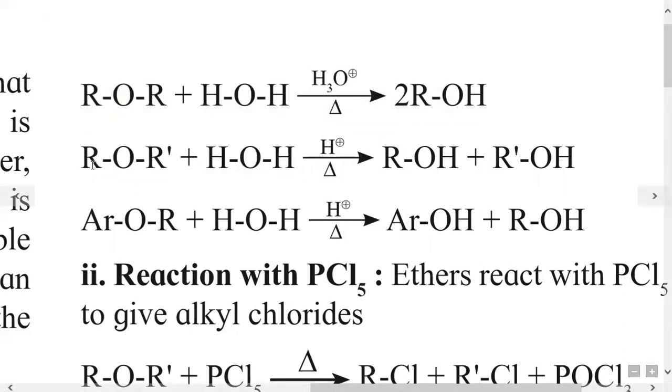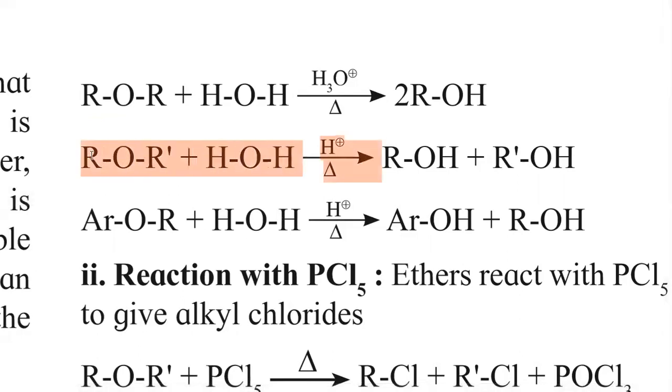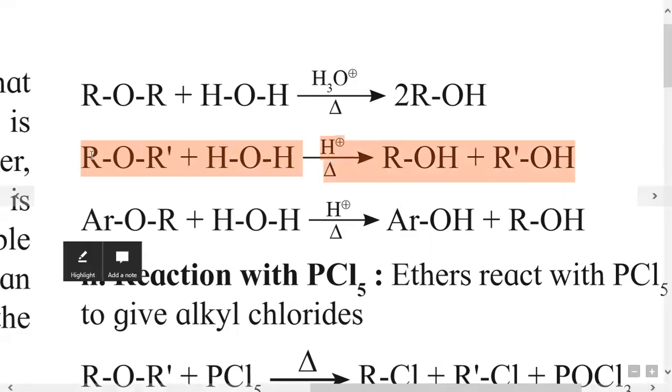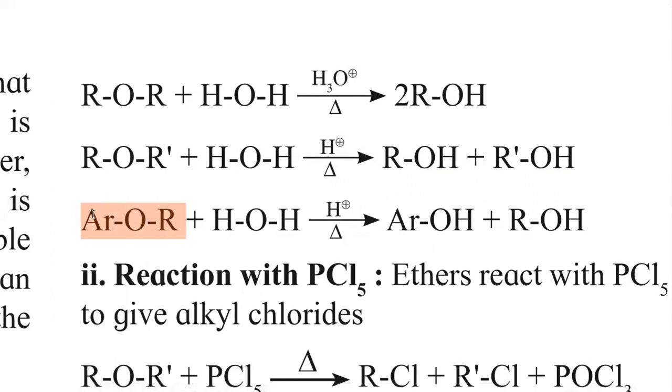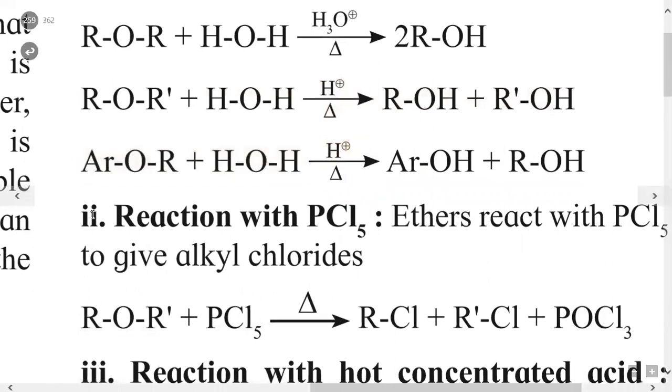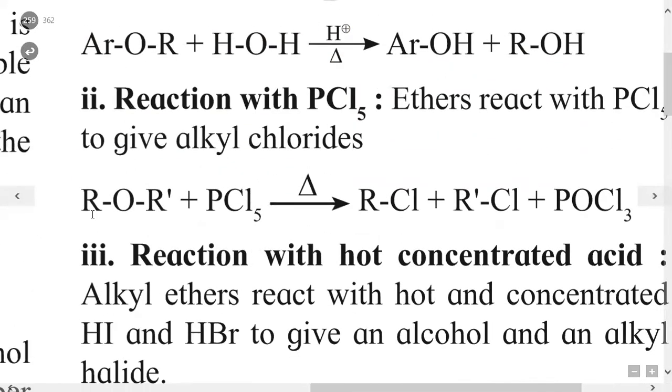Similarly, if a mixed ether is used, that is ROR', it reacts with H2O in the presence of H plus, and gives ROH plus R'OH, that is, two different molecules of alcohols are formed from mixed ether. Then next is aryl alkyl ether. It contains an aromatic ring. When it reacts with H2O in the presence of H plus, it gives alcohol and phenol. So this is the hydrolysis reaction. All types of ethers show this type of hydrolysis reaction.